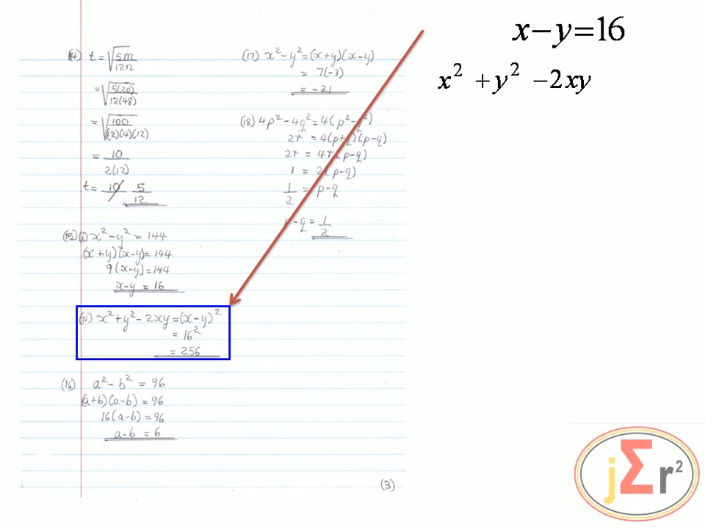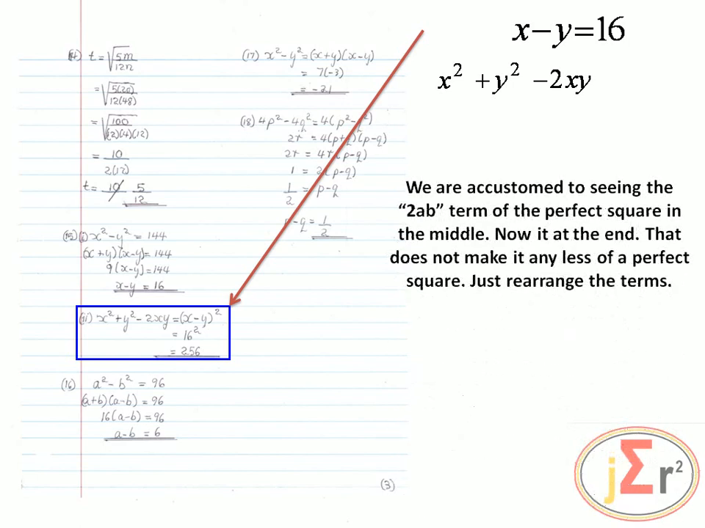Therefore, the CSEC examiners expect us to be able to identify this as a perfect square. If they did not expect us to be able to identify this as a perfect square, then we would not have it on an examination paper, because they just don't set problems that they imagine that no one can do. We are accustomed to seeing the 2ab, which is the middle term of the perfect square, in the middle. Now it is at the end.